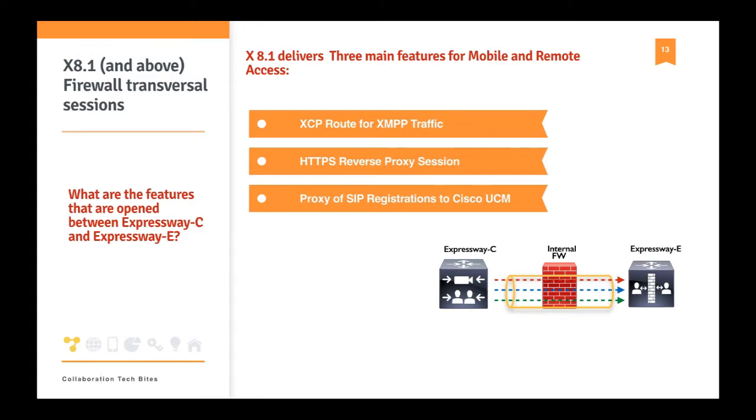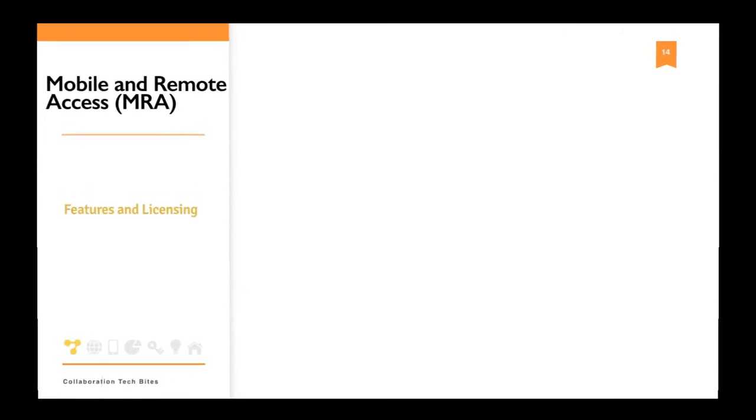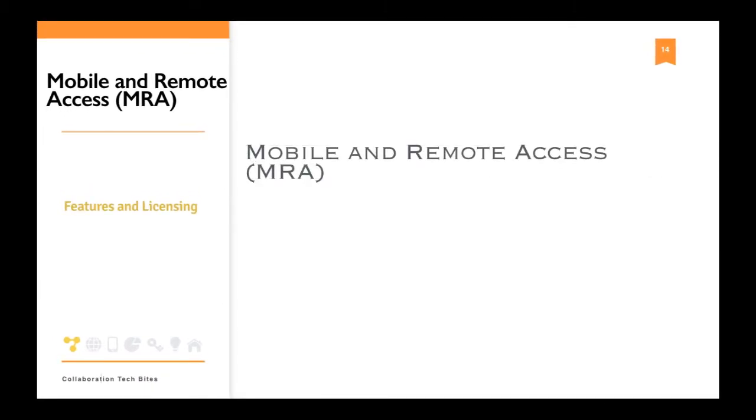So, three main features: IM and presence, HTTPS reverse proxy, which also reverse proxies the visual voicemail service and the photo repository or picture repository service if you are hosting through a third-party repository, given that you already add that to the Expressway C whitelist, and proxying the SIP registration through Cisco Unified Communication Manager. Okay, now let's talk about licensing.